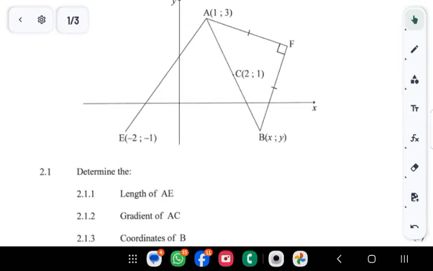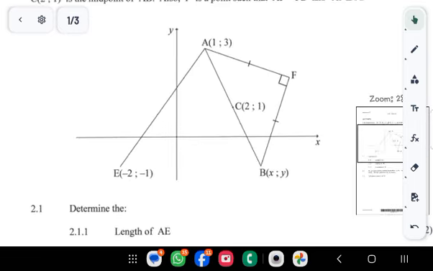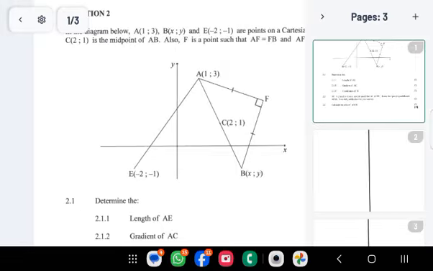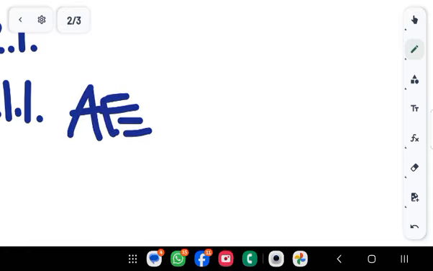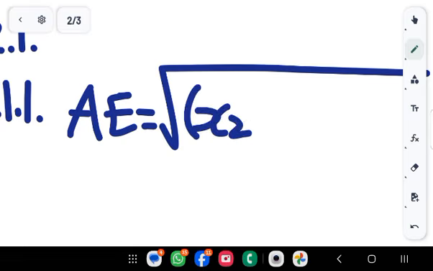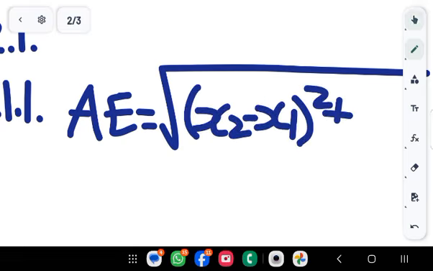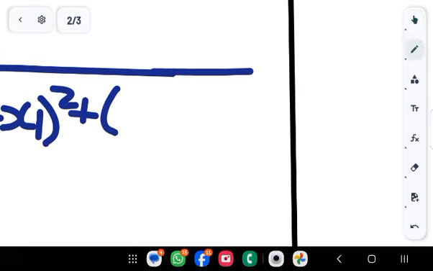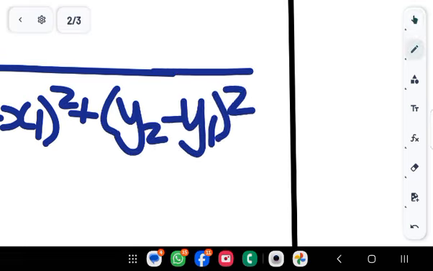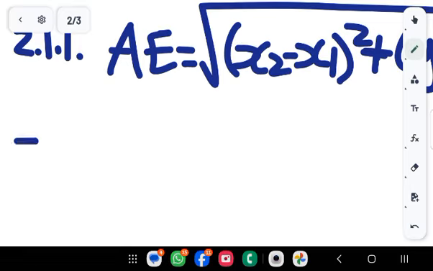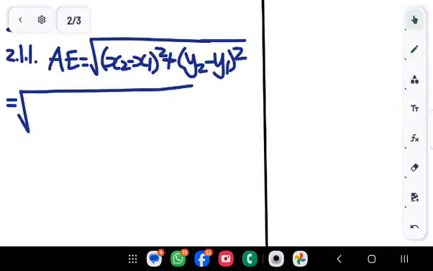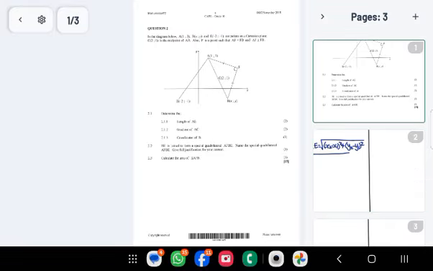2.1, determine the length of AE. We need to determine the length of AE. Now here is the equation that you use. Whenever you find the length of any segment, that is equal to the square root of, in brackets, x2 minus x1 all squared, plus, in brackets, y2 minus y1 all squared. That is the square root of all that. Now, point A has got the coordinates.